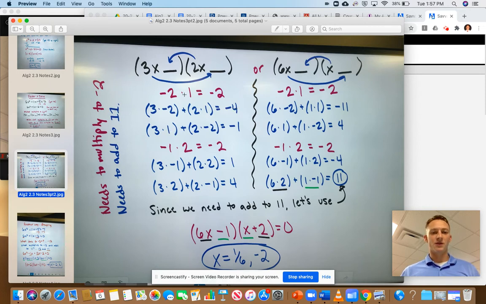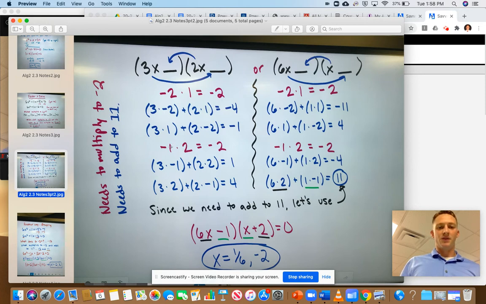So let's switch these numbers around. Let's switch around the negative 2 and the 1. So instead of 3 times negative 2, we're going to do 3 times 1 this time and 2 times negative 2. But when we add those together, that's negative 1. So it's obviously not this set of numbers, negative 2 times 1. Let's try negative 1 times 2. So let's start all over.